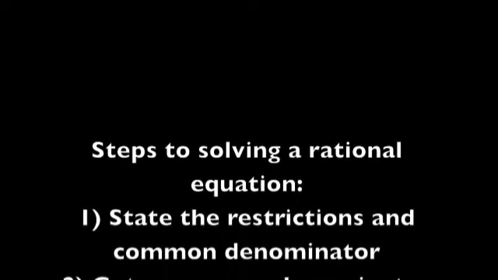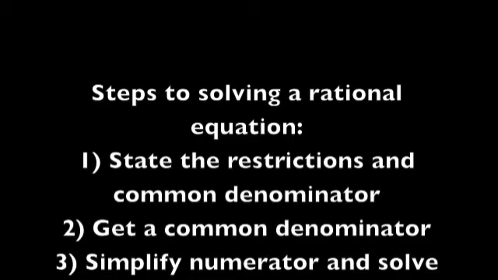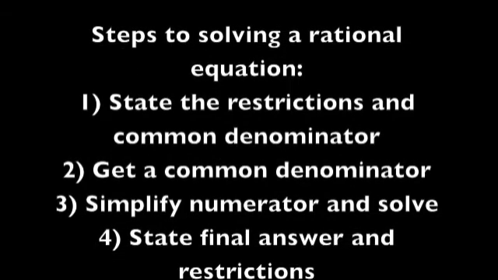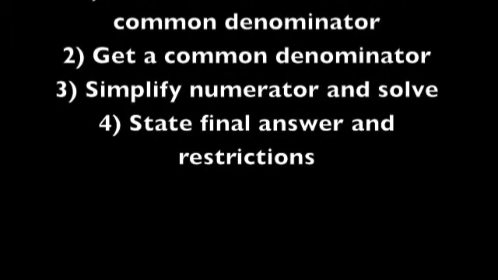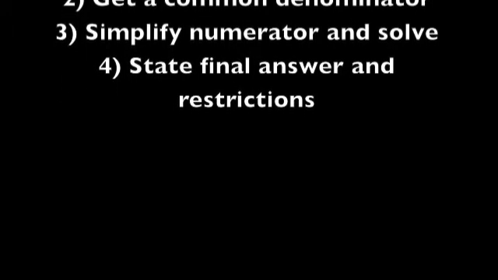We can show Mary's children where they share points by using rational equations. First, let's go over the steps to solve a rational equation. First, we state the restrictions. Second, we get a common denominator. Third, simplify the numerator and solve. Fourth, state the final answer and restrictions.